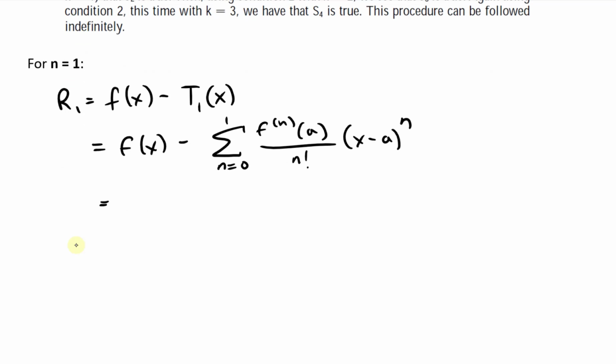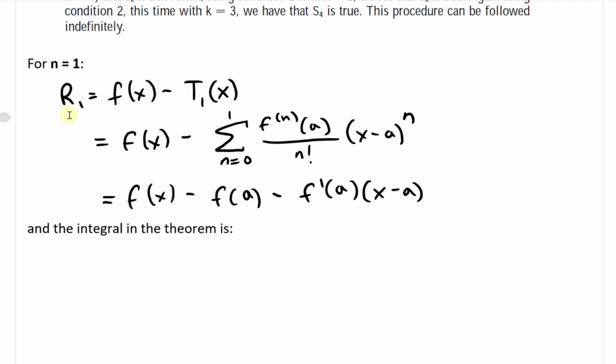For the first one, n equals 1, we have f of x minus, when we plug in 0, the 0th derivative is just f, by convention. And then 0 factorial is 1, and so on. So this is f of a, minus, and then the next term is f prime, the first derivative at a, divided by 1 factorial, which is just divided by 1, times (x minus a) to the power of 1. Now that we have this, this is what R sub 1 is.